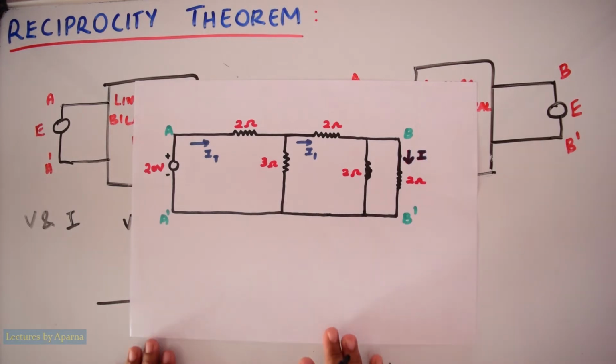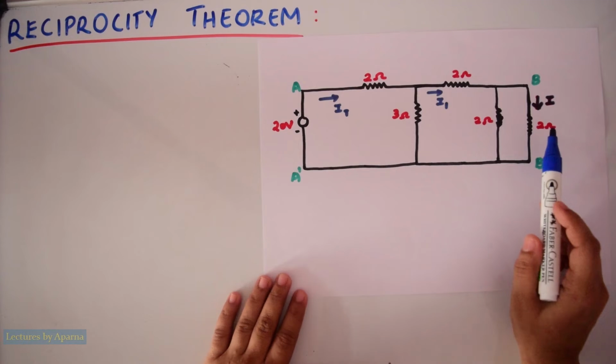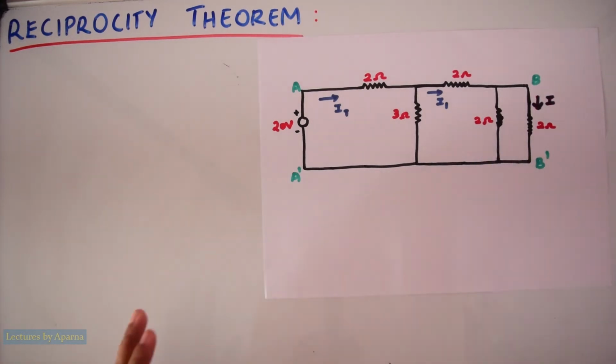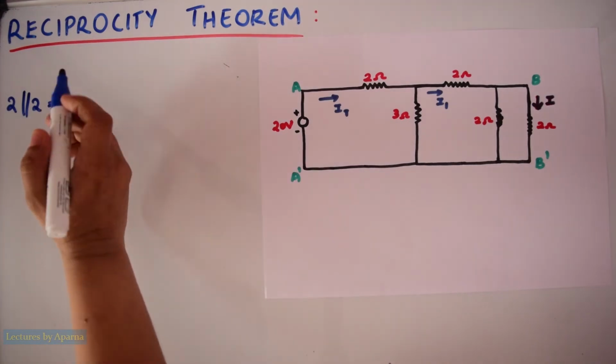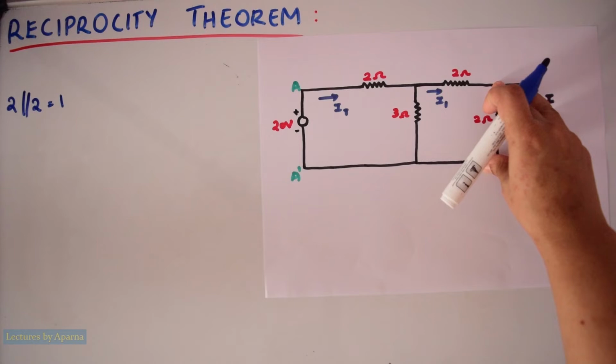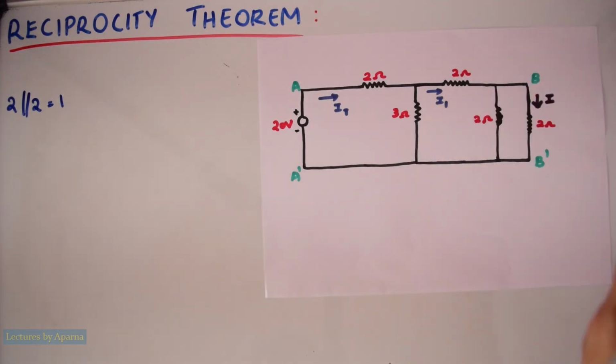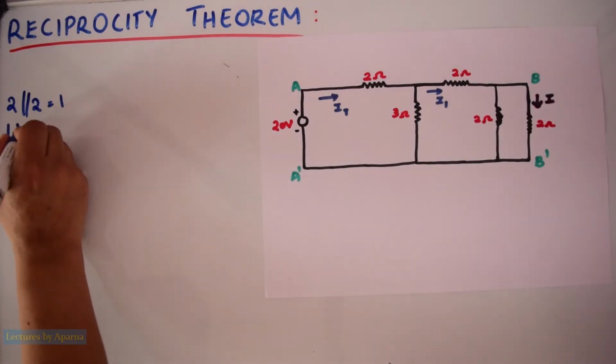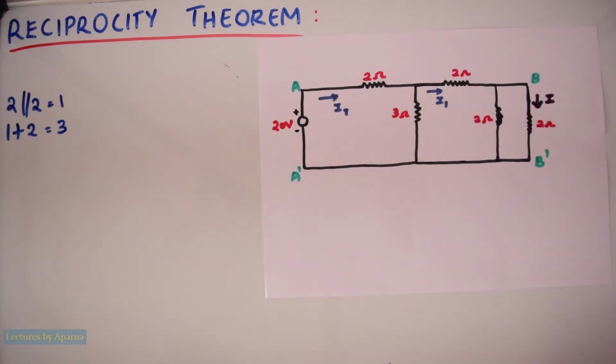So when we calculate the total resistance of this network, we will get it like this. This 2 ohm is in parallel with this 2 ohm. First, 2 ohm parallel to 2 ohm, we will get 1 ohm. So the 1 ohm here is in series with this 2 ohm. So 1 plus 2 ohm, we get 3 ohm.